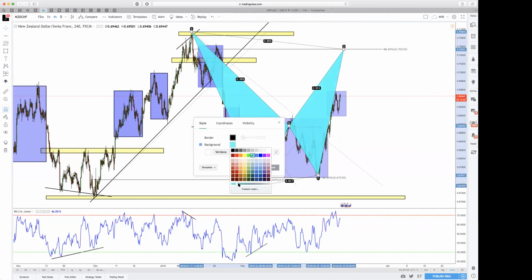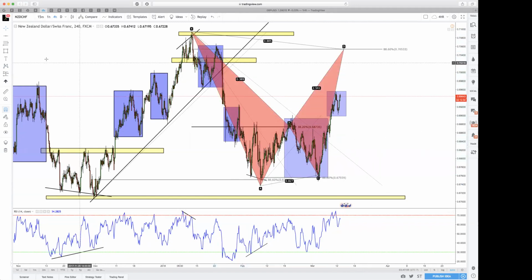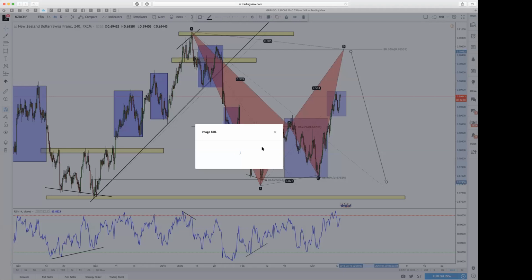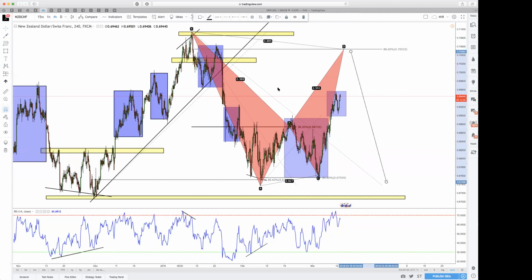Let me visualize the background like that. Make it red since it's a bearish one. Now let me put an arrow down. And let me post it really quick. All right, let me post that up on a free group, because at least they have to be patient and wait for the market to go back up.